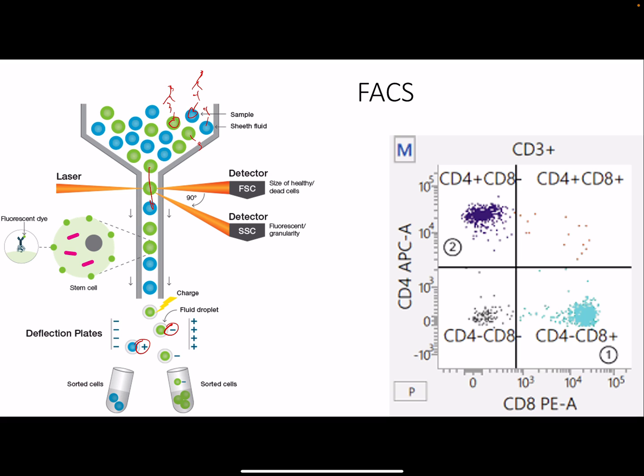And then we can have a magnetic system or an electric field or something, and it'll just push the negative cells one way and the positive cells another way. And that's just a way that we can sort cells, which is useful for a bunch of different things.